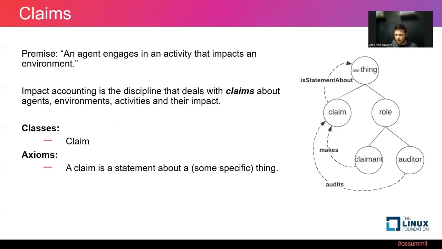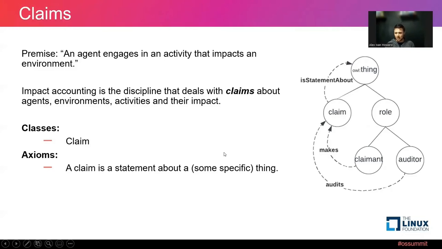So we can add the claim class to the ontology with the axiom that a claim is a statement about some specific thing. Literally anything that you state is a claim. If I say, my name is Alex, I am making a claim, and that claim can be verified in some way.